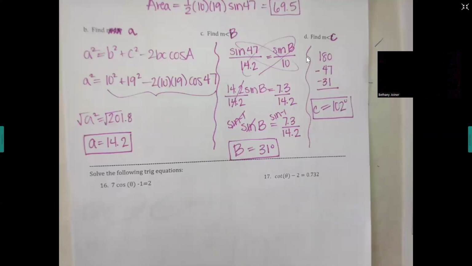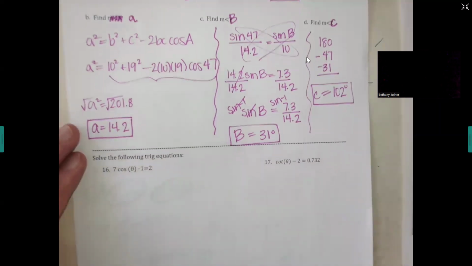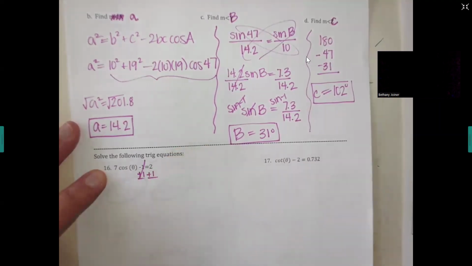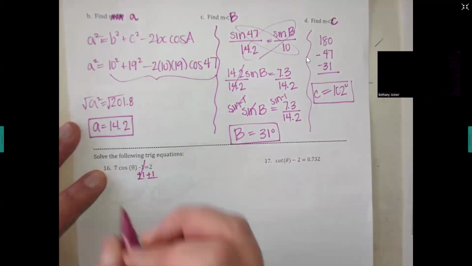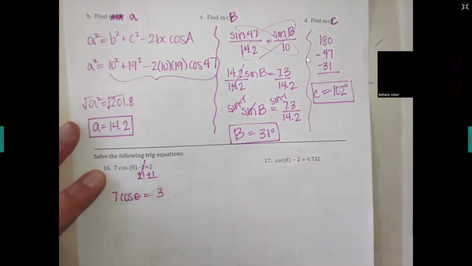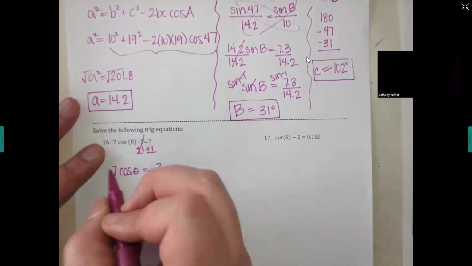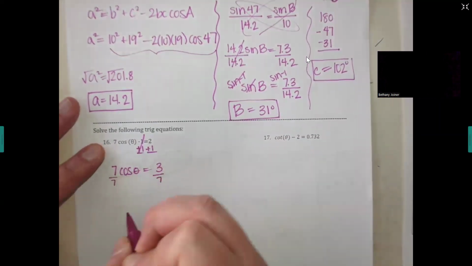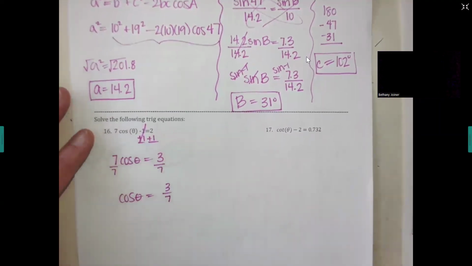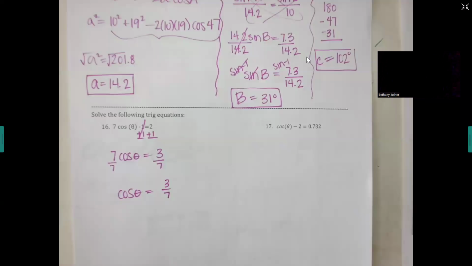So if you'll take a look at the first one there, number 16. Okay, what do I do first if I'm trying to solve for that little theta? Add the one is correct. So I'm going to do plus 1, plus 1. I already had a 2. I'm adding 1 to it, so now that's a 3. What's my next step? Divide the 7. Which means that cosine theta is 3 over 7. And remember, we don't care that this is a fraction, just leave it.